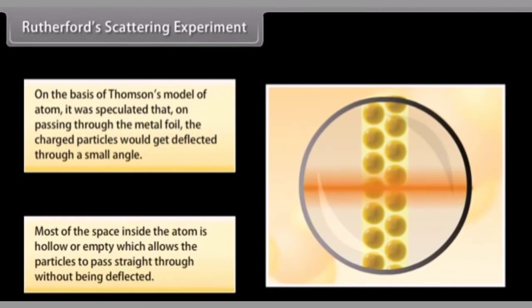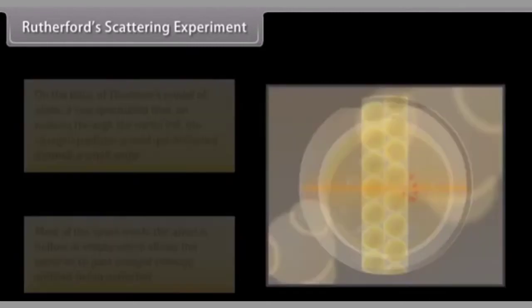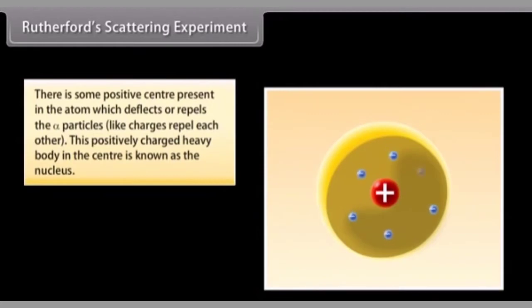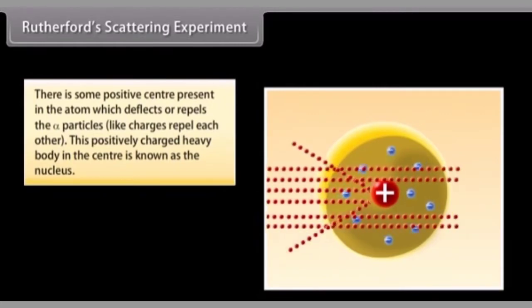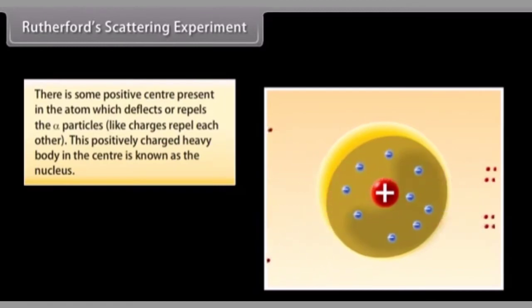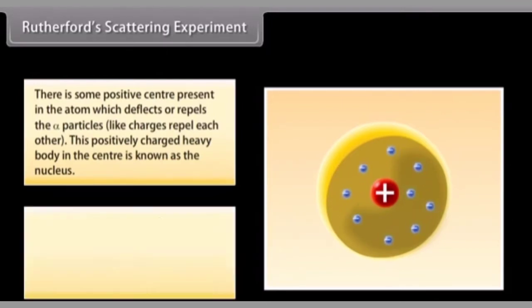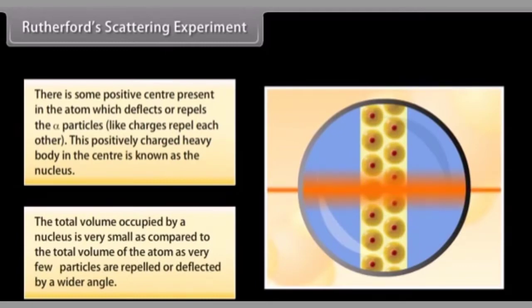Most of the space inside the atom is hollow or empty, which allows the particles to pass straight through without being deflected. There is some positive center present in the atom which deflects or repels the alpha particle. Like charges repel each other. This positively charged heavy body in the center is known as the nucleus. The total volume occupied by the nucleus is very small as compared to the total volume of the atom, as very few particles are repelled or deflected by a wider angle.